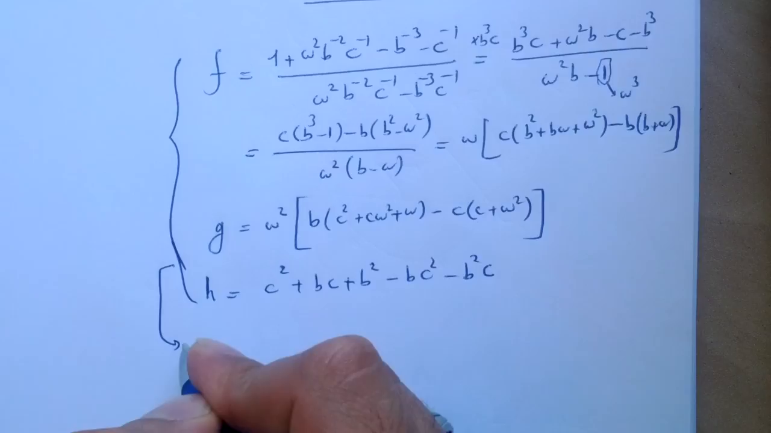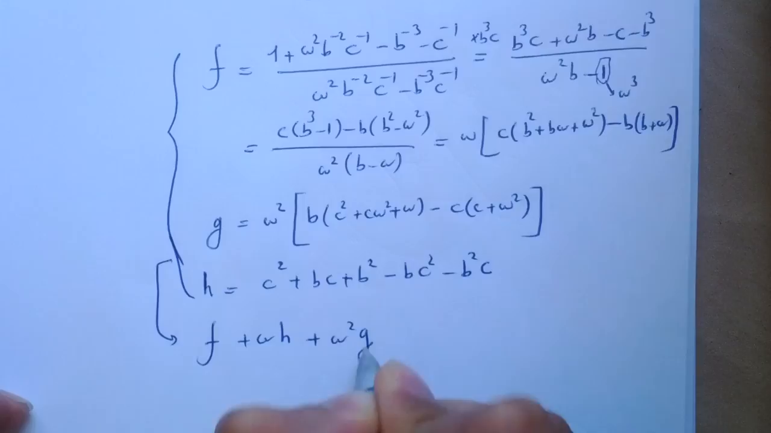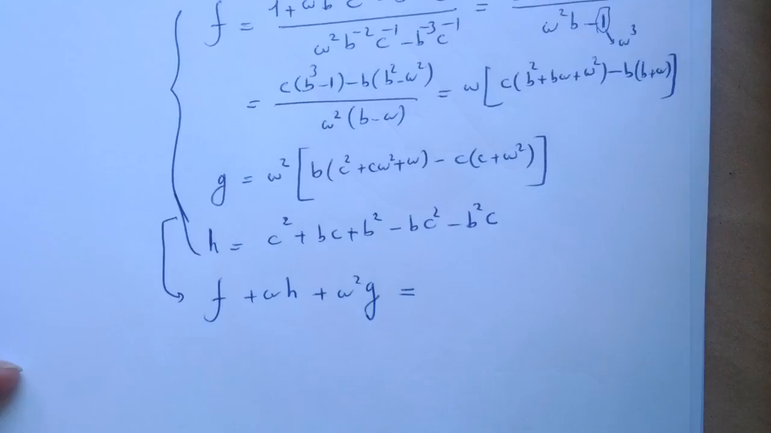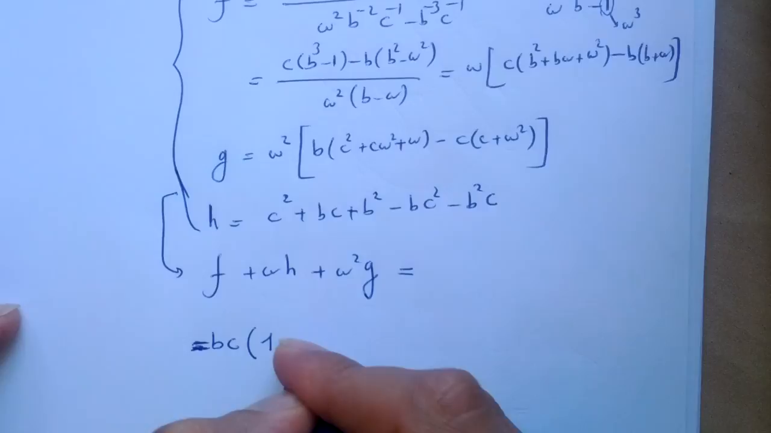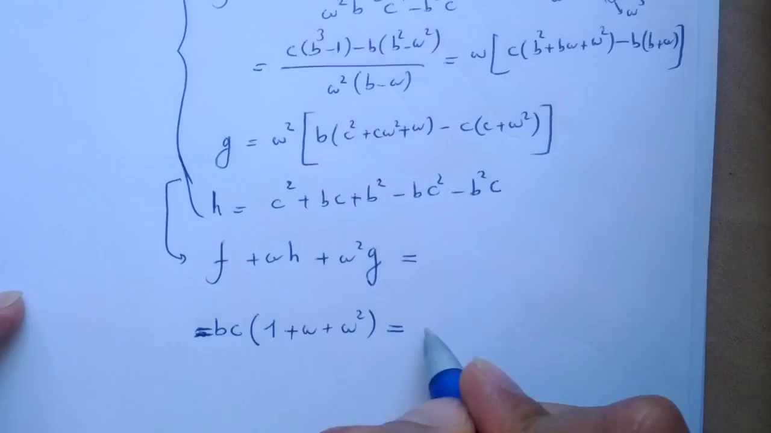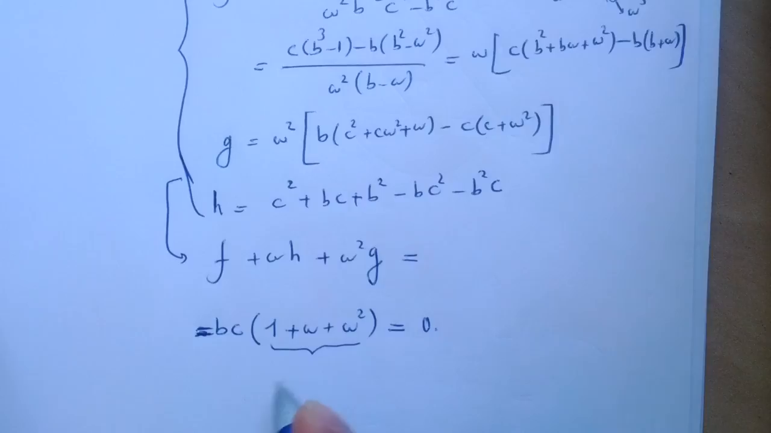using our criteria, which is F plus omega times H plus omega squared times G. And that is simplified as BC. I will write the final terms, which will be certainly equal to 0, because B and C are not equal to 0. And we know that omega satisfies this equation, because omega cubed is equal to 1, and omega is not equal to 1. So that omega will certainly satisfy this equation. This is equal to 0.